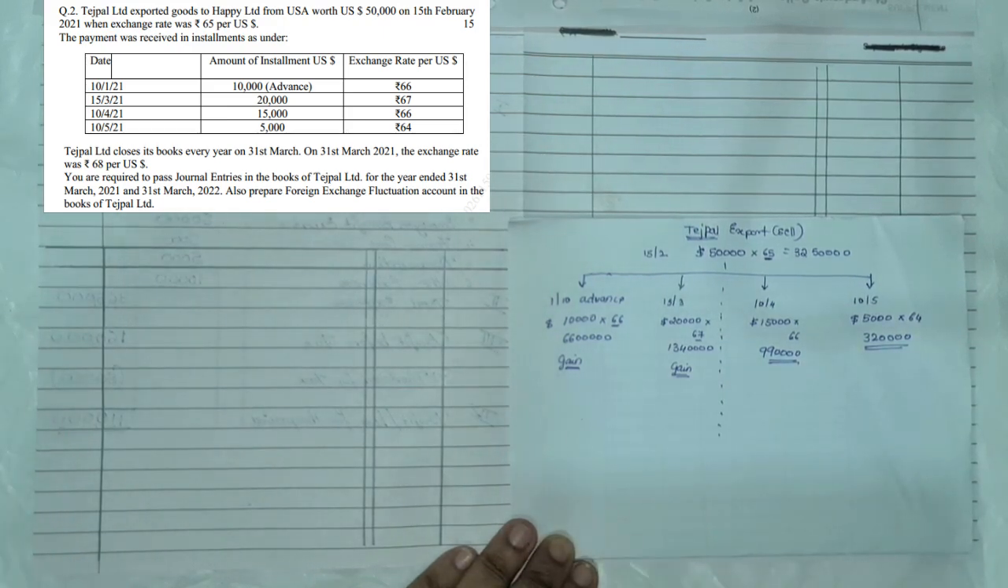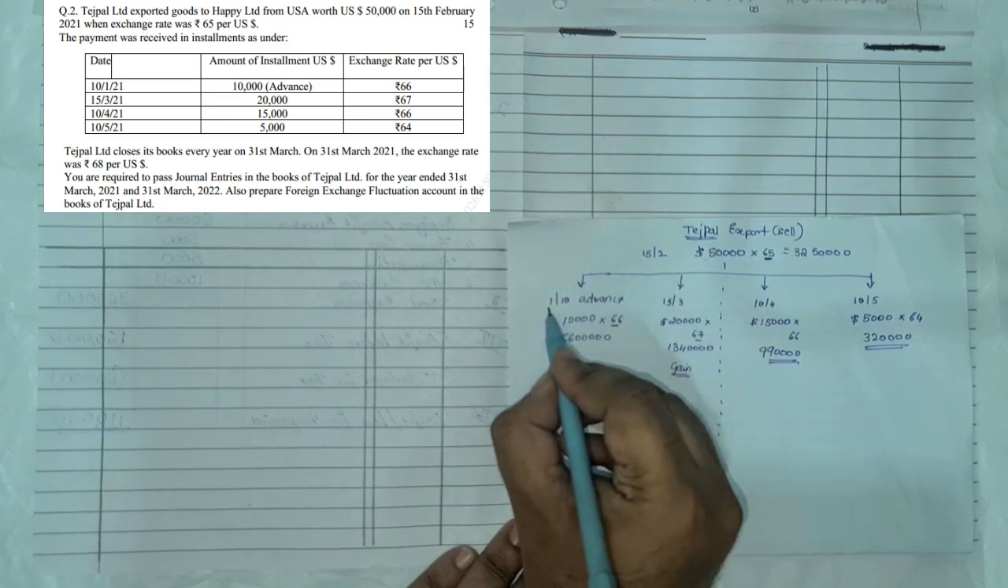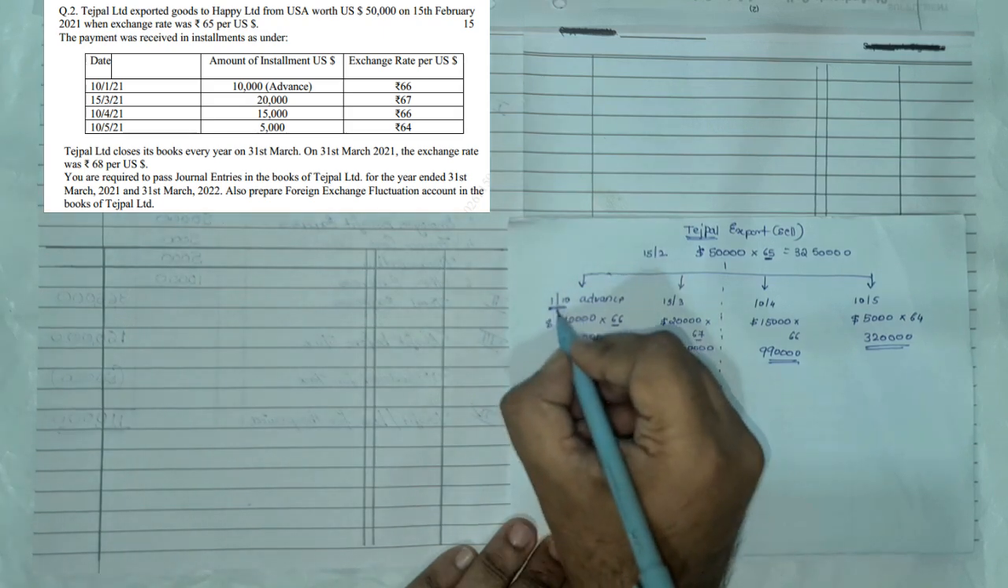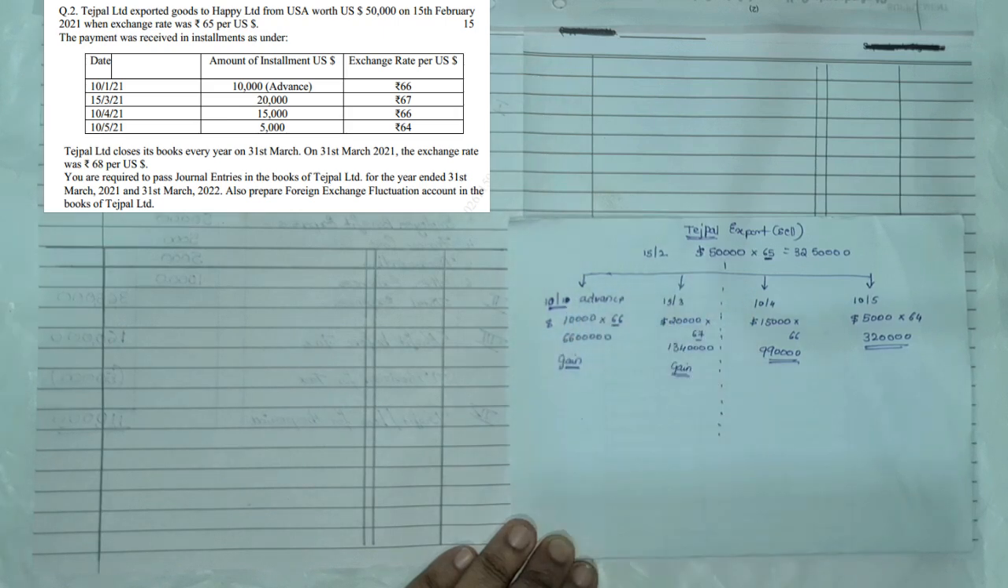Now, first thing, date wise we are going to solve. The very first date is 10th Jan. Sorry, it is 10th Jan. So on 10th Jan, we are first going to receive an advance. Now remember, we are exporters, so the exporter's logic is first we sell, and then we receive the money. Whenever you receive the money, the entry will always be bank account debit to the party. And if there is a gain or a loss, according to that we will have to do the adjustment.